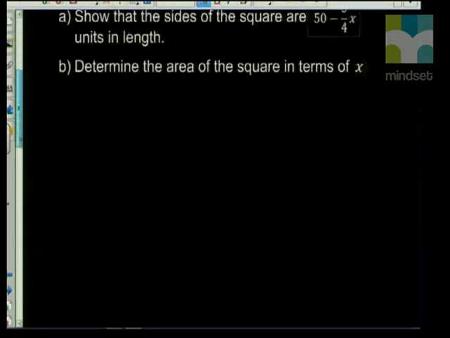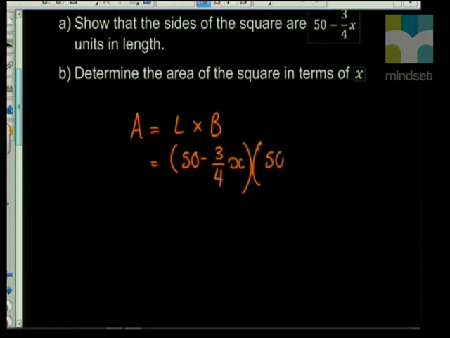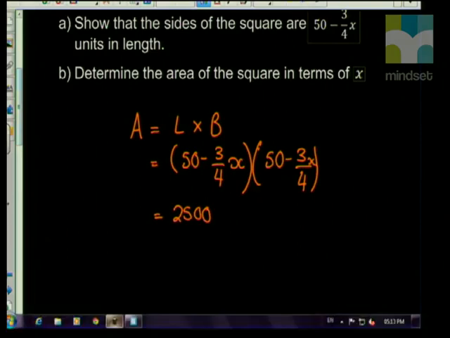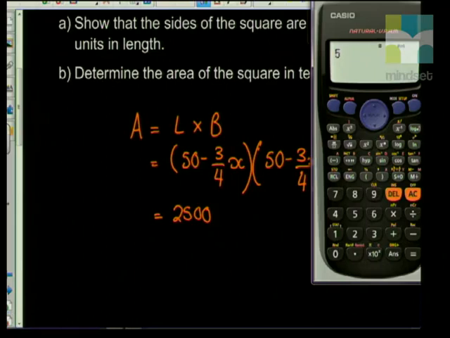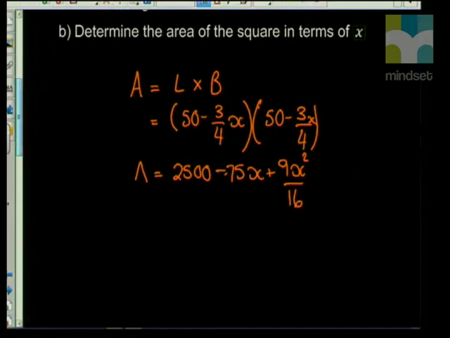Now that we've done that, they want us to determine the area of the square in terms of x. The area of a square is length times breadth. So if one length of our square is 50 minus 3 over 4x, the length times breadth would be the bracket squared. 50 times 50 is 2,500. For 50 times 3 over 4, let's work that out: 75 over 2, and I'm going to double that because we've got an inner and an outer, so we land up with negative 75x and plus 9x squared over 16 when I square the last 2 terms. So that's what we've got for our area in terms of x.